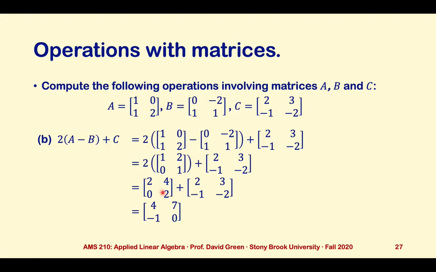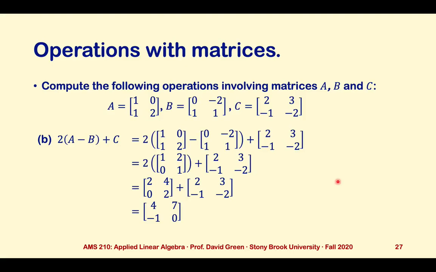Once we have this, then we can add in the matrix C, and again, add corresponding entries. 2 plus 2 is 4. 4 plus 3 is 7. 0 minus 1 is -1. And 2 plus -2 is 0.